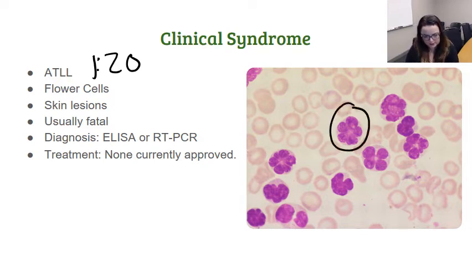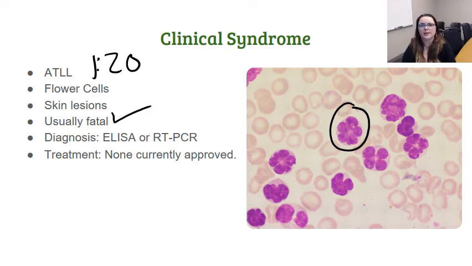They have these beautiful petals, because basically what happens is it's a lobulated nuclei, but it really is beautiful on a blood smear. Patients will typically exhibit an elevated white blood cell count and skin lesions similar to those seen in the Sézary syndrome. Unfortunately, ATLL is usually fatal, even if we treat. It can also cause other diseases, like I mentioned, including uveitis, infectious dermatitis, and other inflammatory disorders.